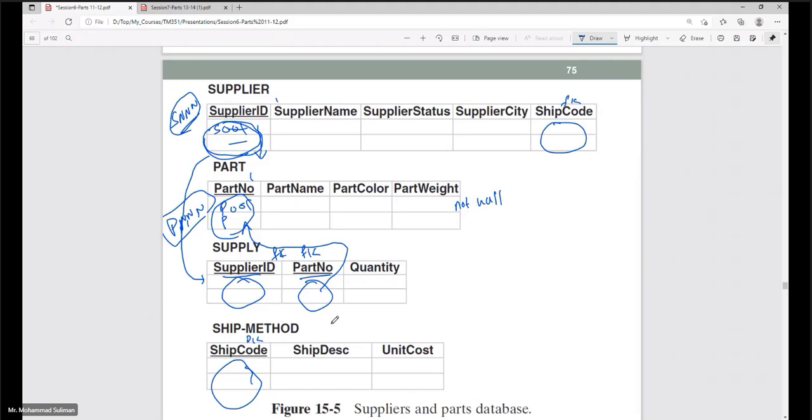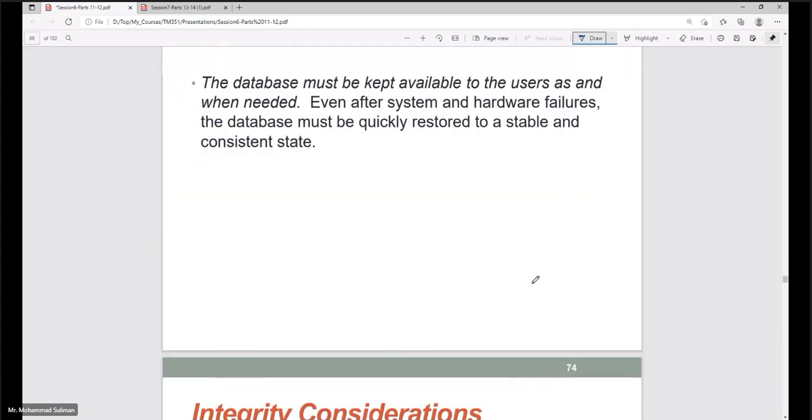Okay. Unit cost should be numerical, so it will check that whatever you enter for unit cost should be numbers. That is also an integrity rule set on the database. So all this should be checked to ensure the integrity of the data. Fine. So this is all about the integrity of the data.